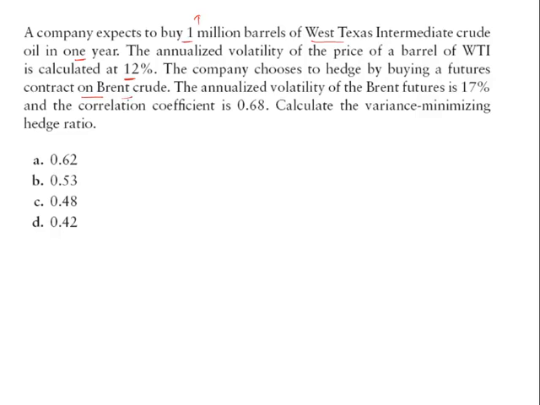crude. The annualized volatility of the Brent futures is 17% and the correlation coefficient is 0.68. Calculate the variance minimizing hedge ratio. So the variance minimizing hedge ratio is essentially a zero volatility hedge. That is, the target beta of the position overall should now become 0.